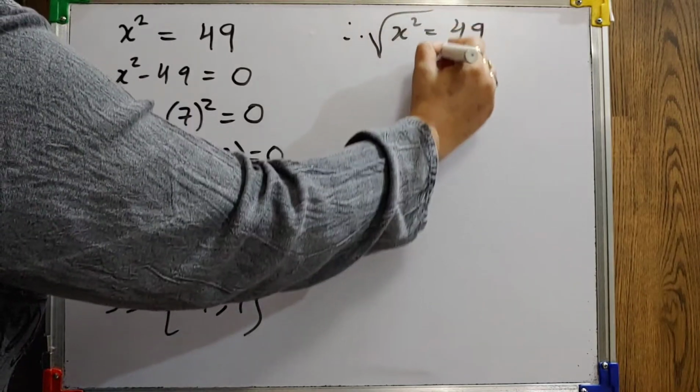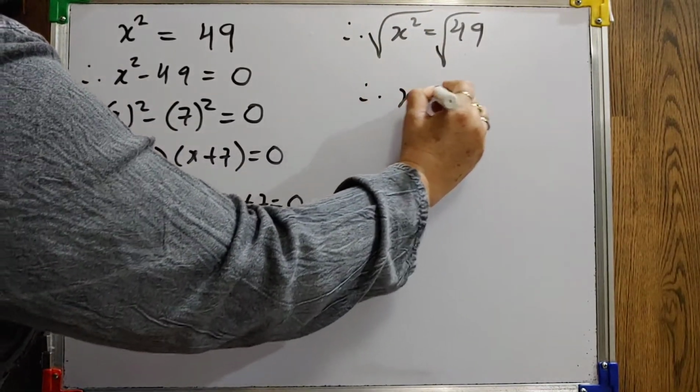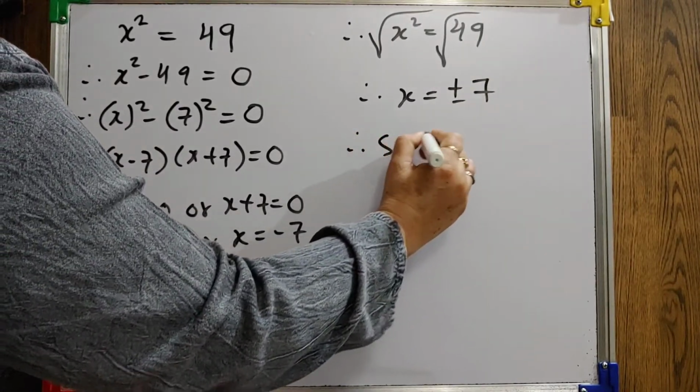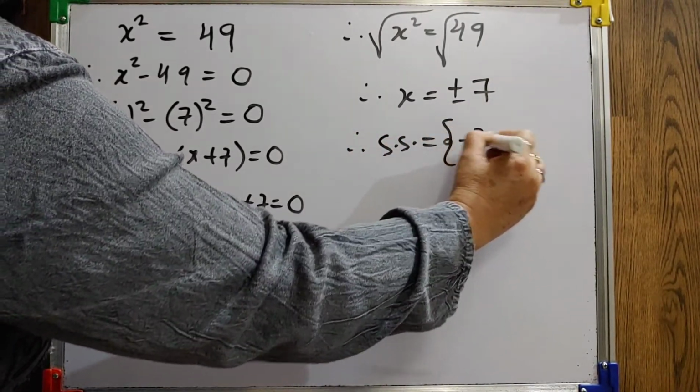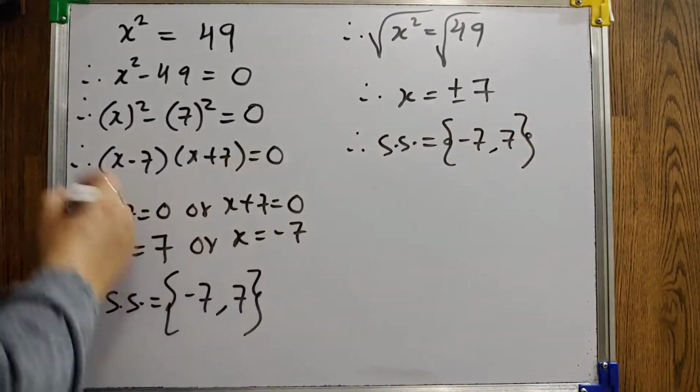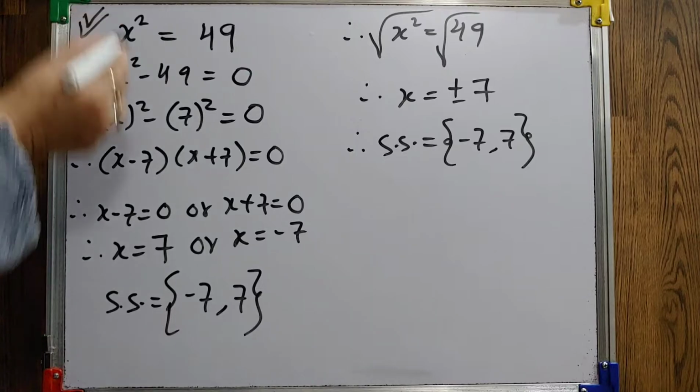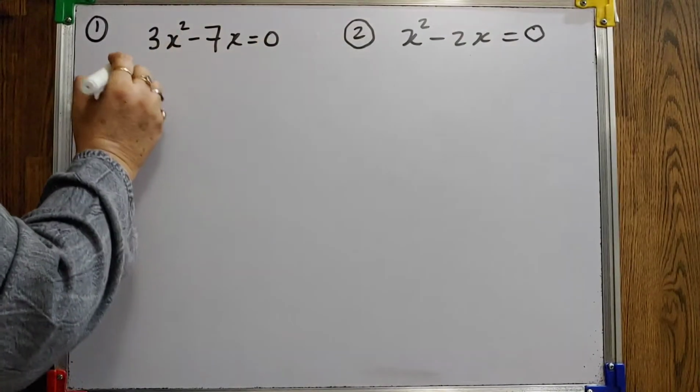Take square root on both the side. Then your x will be plus minus 7. Again our solution set is minus 7 and 7. So, if the quadratic equation is in this form, you can solve in this way. Now, this is the second form of the quadratic equation.